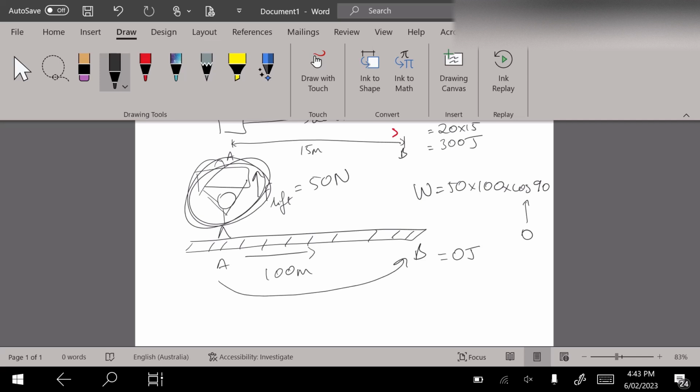They're using their energy, I suppose, to keep the bag lifted above their head. But to actually displace them from A to B, they're not using any energy. So the work done by them is 0. So there's an example of why the angle matters.